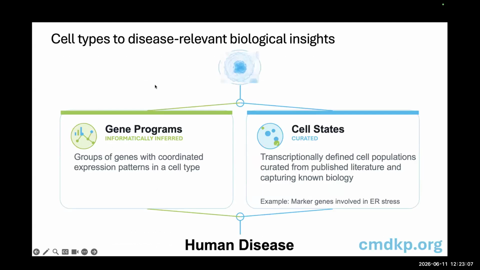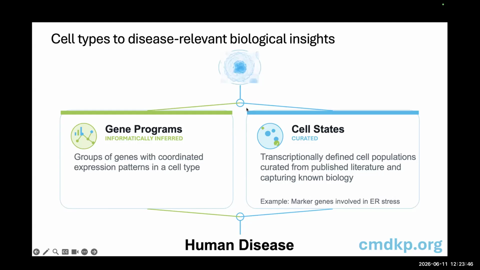As we were doing this analysis, we realized that it would be nicely complemented by a second type of analysis, and I'll explain what that is. The analysis I just described is for gene programs, right? These are informatically inferred analyses for groups of genes with some sort of coordinated expression pattern in a cell type. Because they're informatically inferred, this is a data-driven approach, and it's very exploratory, right? So the idea is that you can pick out patterns that you may not otherwise see, or that may not have been previously reported, because they're strictly based on the data.